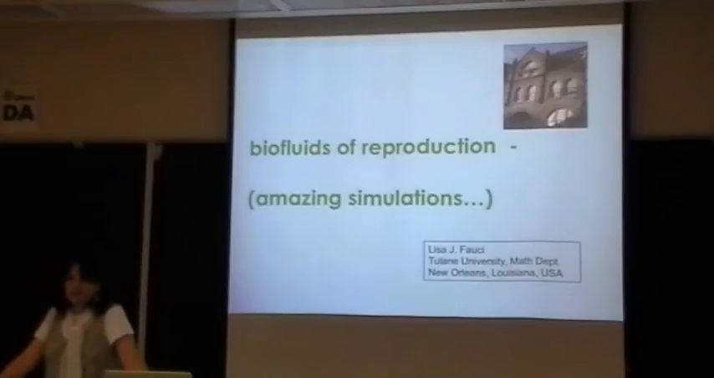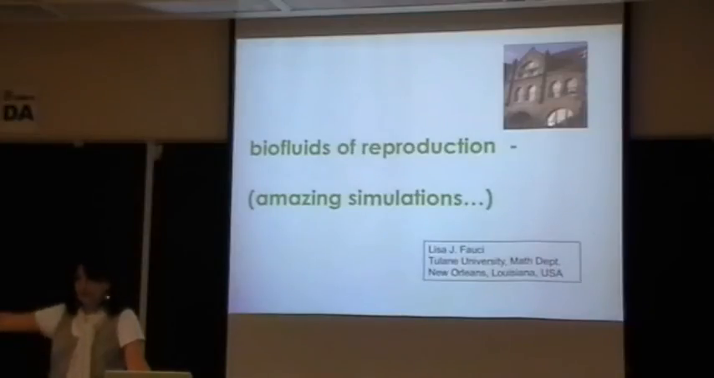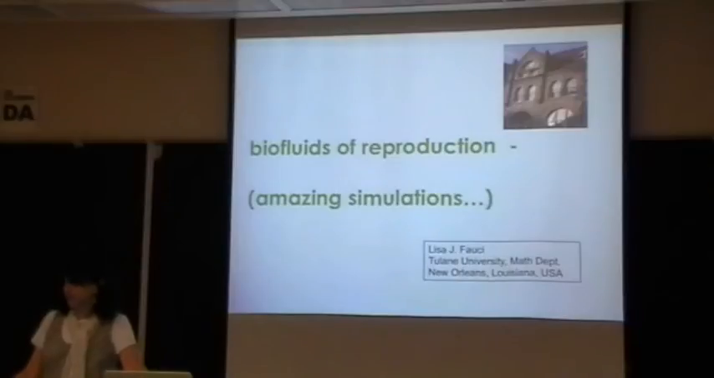Not too much, but I know some of you are already doing hardcore computations, and many of you are experimentalists, and you do think about computations more as a black box. So I want to just point out some of the issues that those of us who are developing numerical methods for these moving interface problems have to deal with. So today I'll talk about biofluids of reproduction and motivate some of the methodology through these problems.